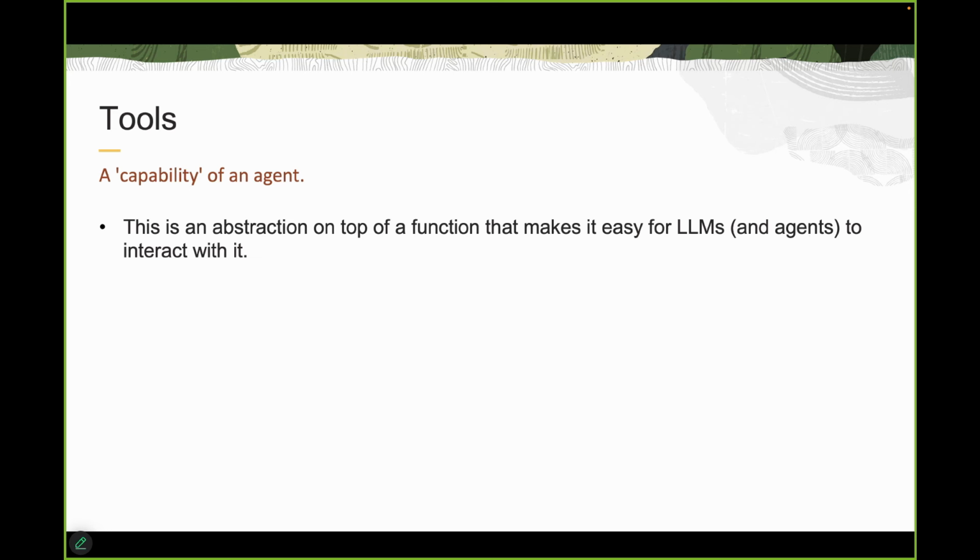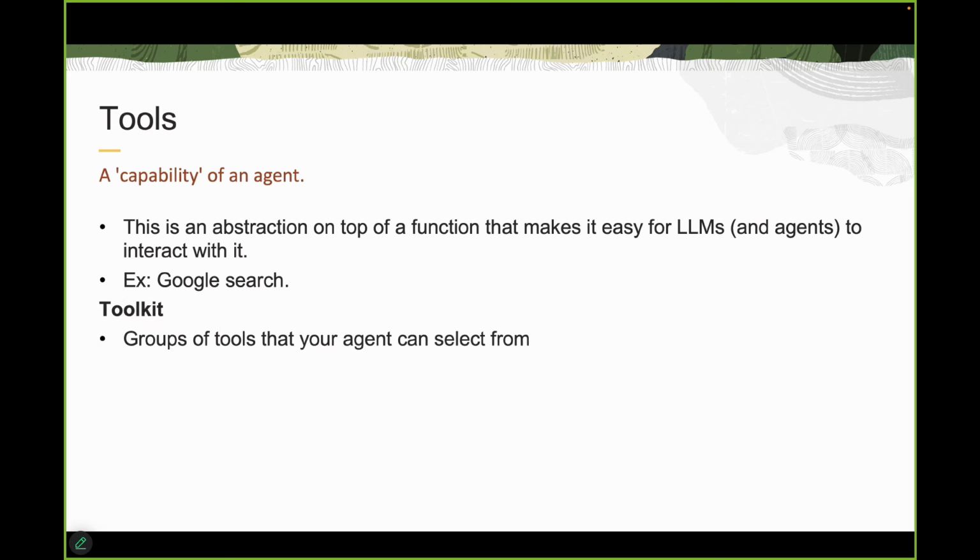This is an abstraction on top of a function that makes it easy for large language models and agents to interact with it. For example, Google search. A toolkit is a group of tools that your agent can select from.